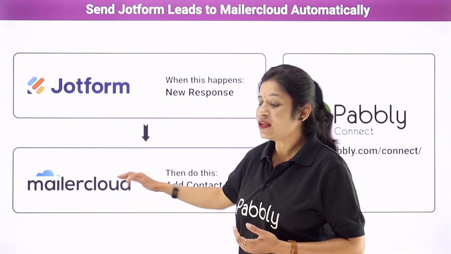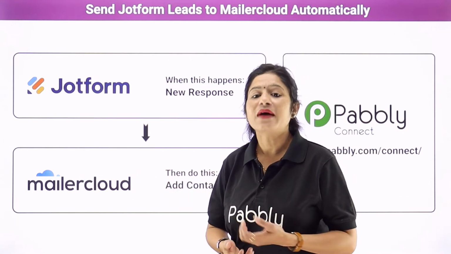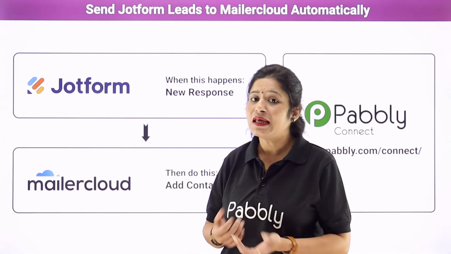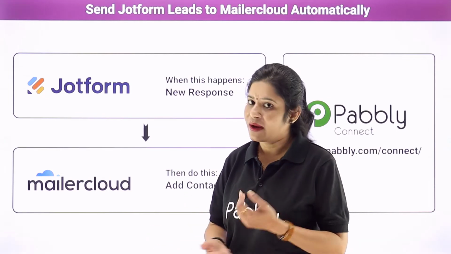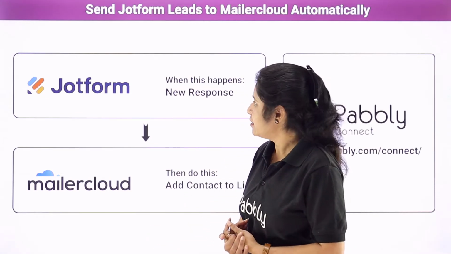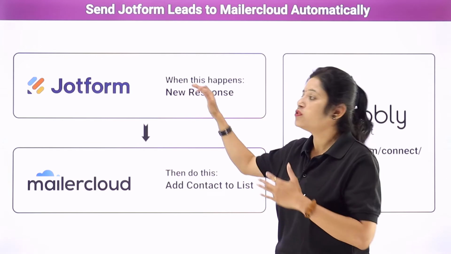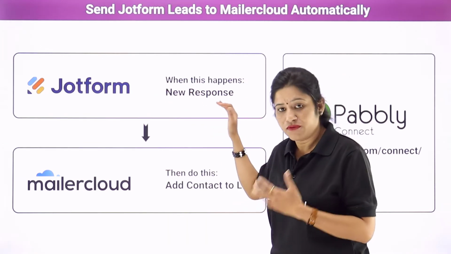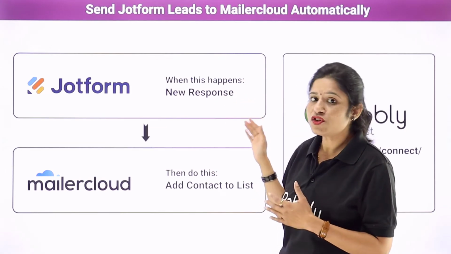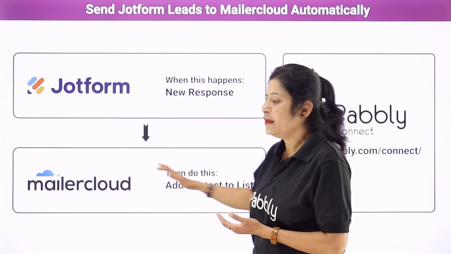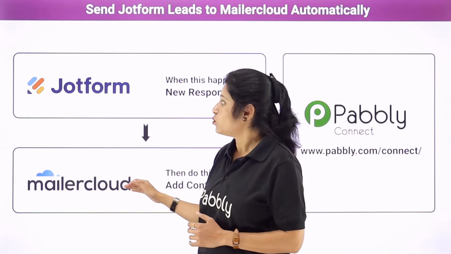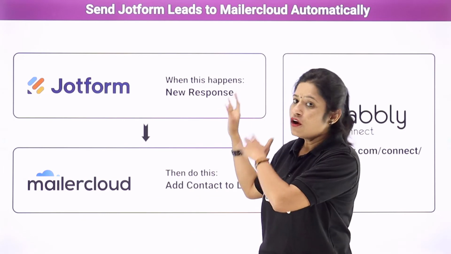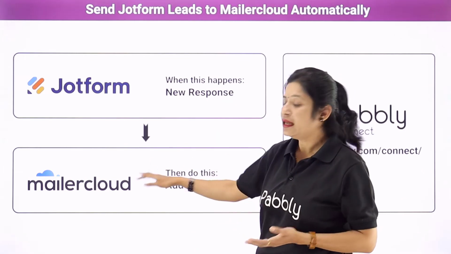And the second application we are using is Mailercloud, which is an email marketing software. In place of Mailercloud, we can also use Pabbly email marketing, MailerLite, MailChimp, or any other email marketing software. So the idea here is that you have created a form using your Jotform account. Now you want that whenever a customer fills that particular form, automatically the customer should be added as a new contact to your Mailercloud account. For this, we need to create a connection between Jotform and Mailercloud, so that whenever the form is filled, automatically the customer is added to your Mailercloud account.